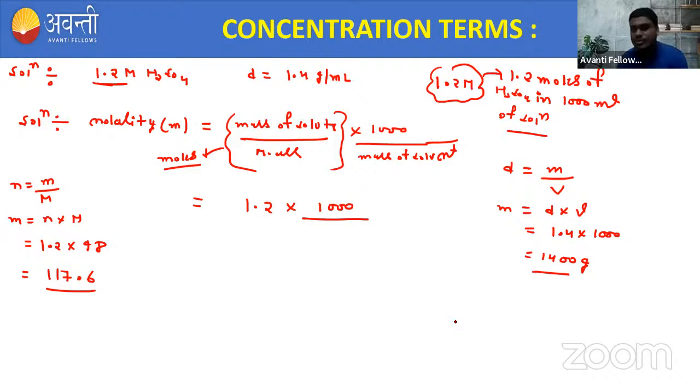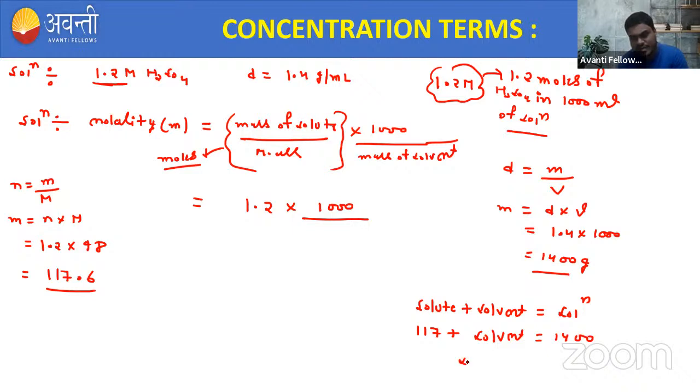So now we get the mass of the solute, 117.6. Now what is the solvent mass? We have the solution mass, 1400, so we get the solvent mass easily. Easy or not? Tell me fast. Understood by everyone? That is 1400 minus 117.6, which comes out to be 1282.4 gram. The question is done.